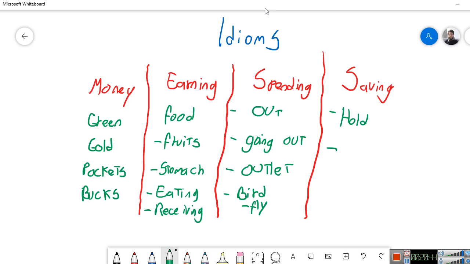Hold. What are some of those other words? Hold. Keep. Tight. And there's another one that is often used, and it is buckle. Buckle is the metal piece that you have on your belt, and it is often used to refer to the need to tighten your money so it doesn't go away.